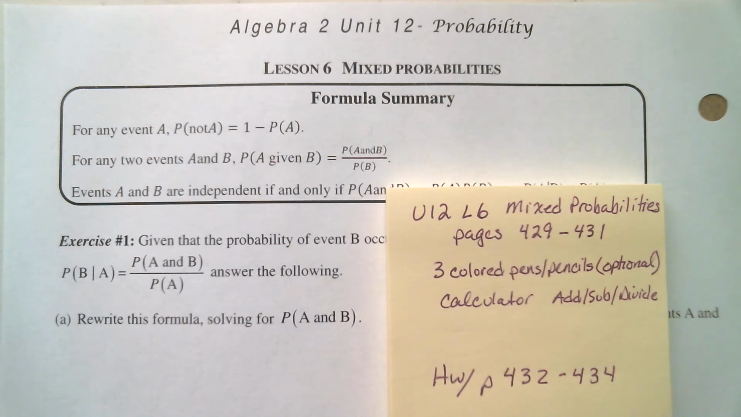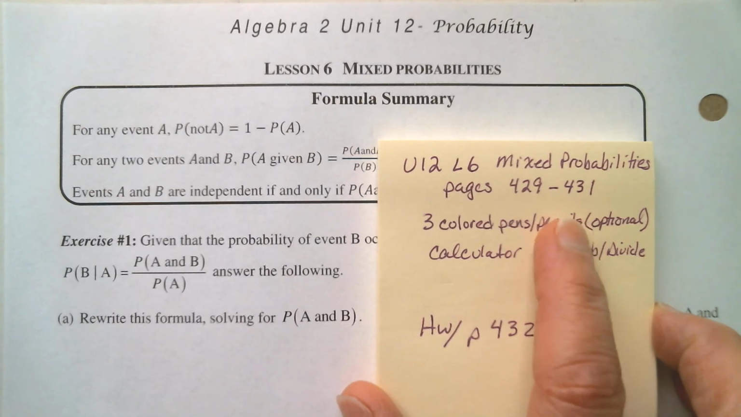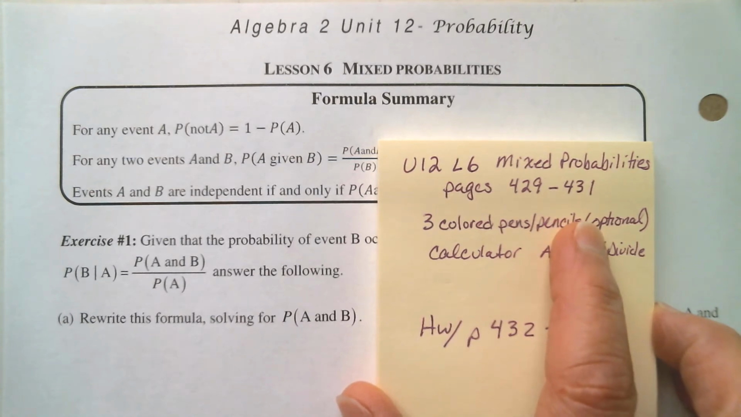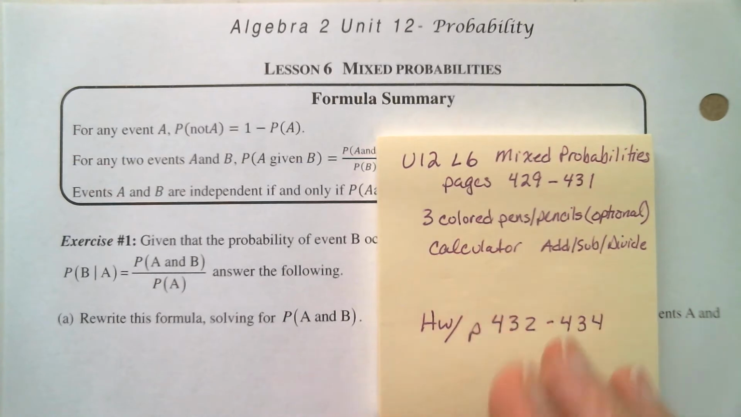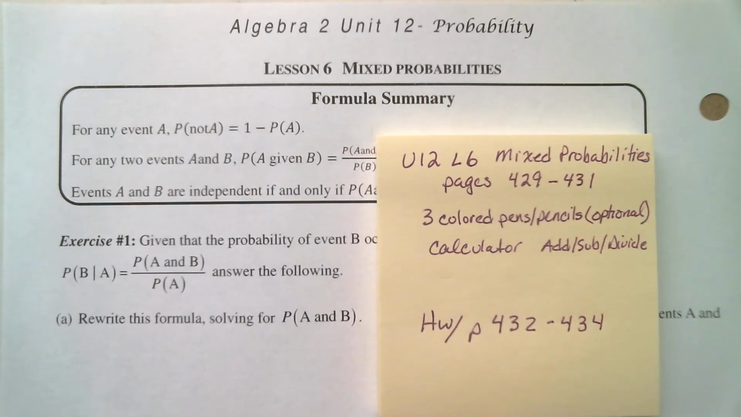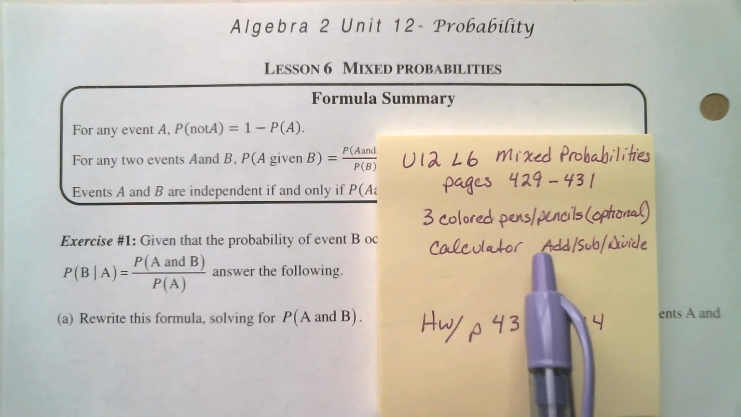Today we're on Unit 12, Lesson 6, Mixed Probabilities. We'll be covering pages 429 to 431, so we're covering 3 pages. I'll be using colored pens because when we're testing for independence, there's more than one way you can test for independence. So I'll show those different ways using different colors. You don't have to have different colored pen or pencil, that's up to you.